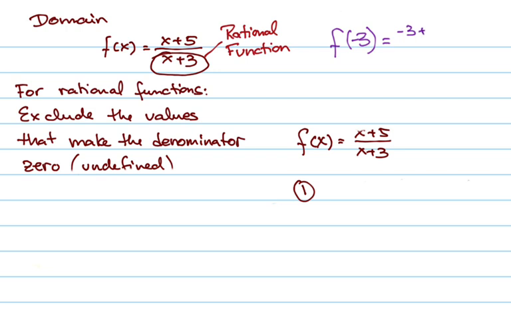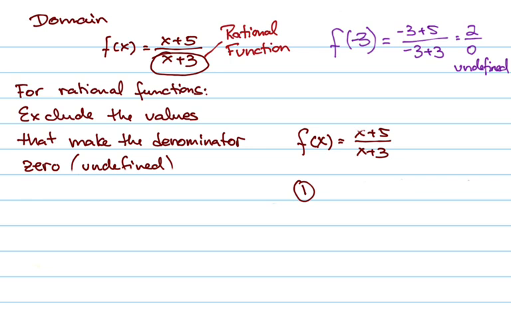Negative 3 plus 5 over negative 3 plus 3. Right? Negative 3 plus 5 is what? 2 over 0, and that's undefined. So that means this function is not defined. It didn't give me a y value. Undefined is not a y value. So it's not defined at negative 3.